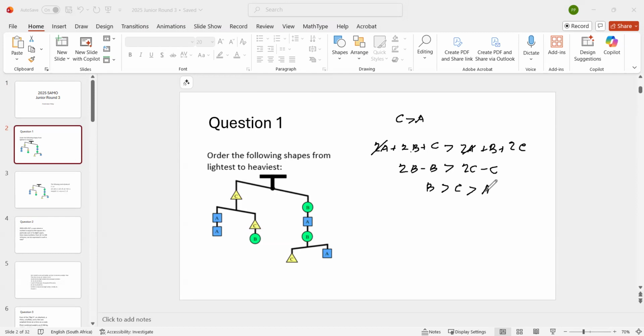So there it is. You have the lightest to the heaviest. Yeah, it's from the heaviest to the lightest. So you need to go from A less than C less than B, and they ask us to order the shapes from the lightest to the heaviest. Okay, so that is how we do that problem.